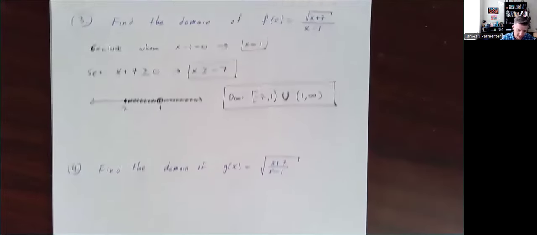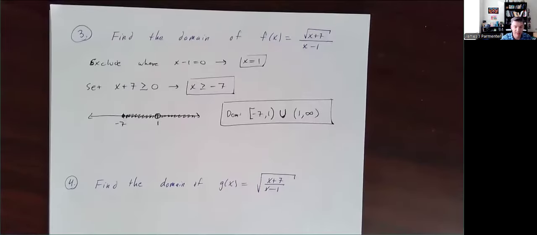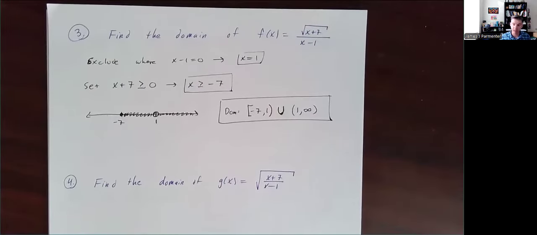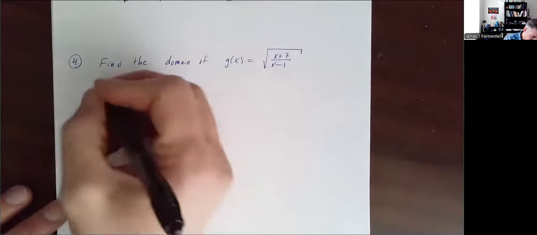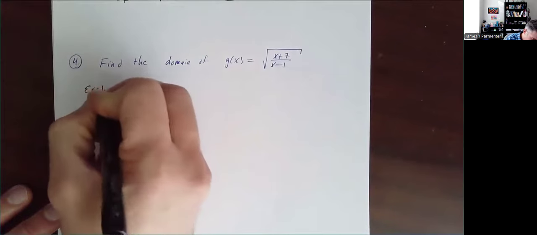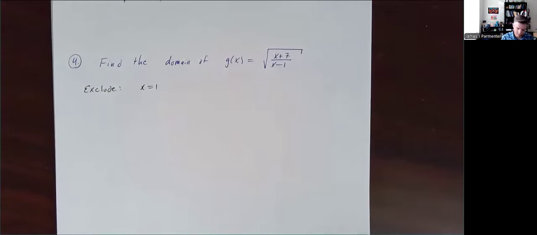Okay, now we're going to look at how this next one's a little bit different. This next fraction looks very similar, except now it's the square root of the entire fraction, x plus 7 over x minus 1. So it's actually going to work out a little bit differently. I still want to start the same way. I still have a denominator, so I definitely want to exclude x equal to 1, just like last time.